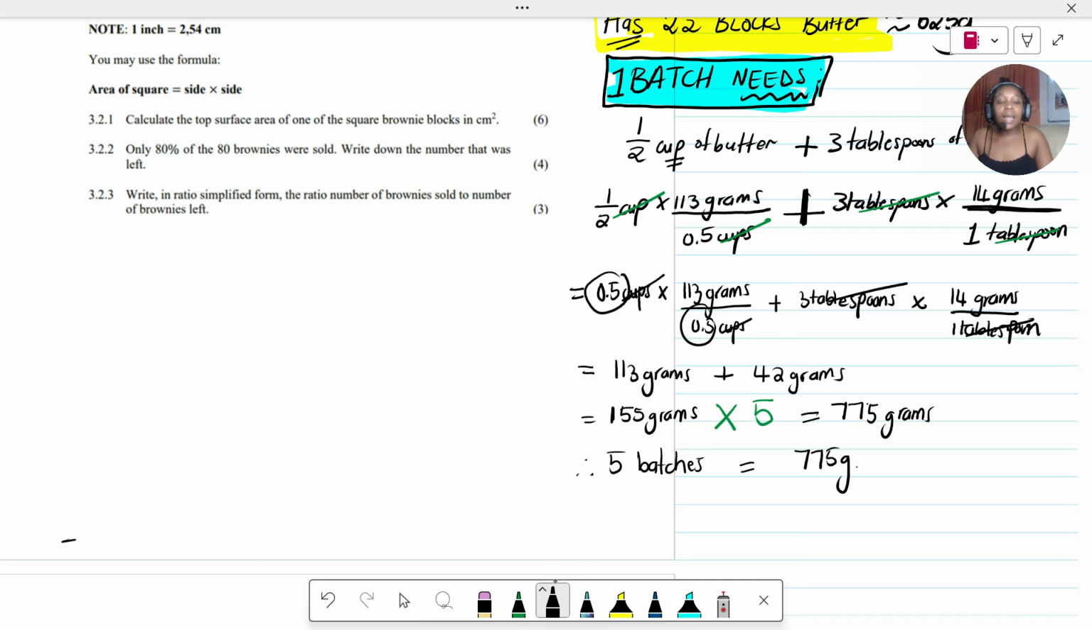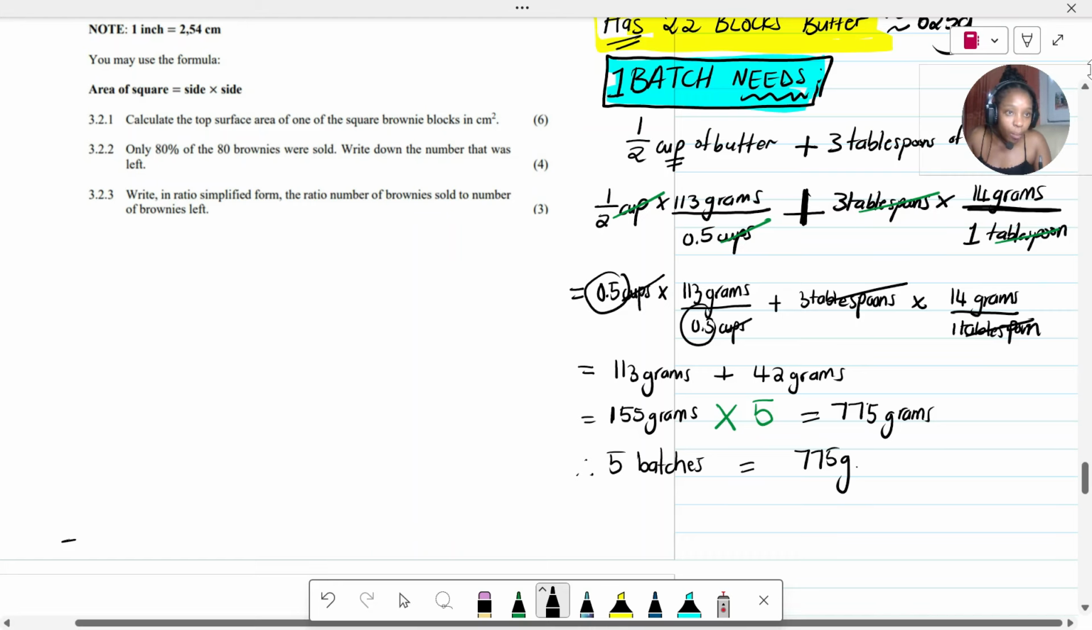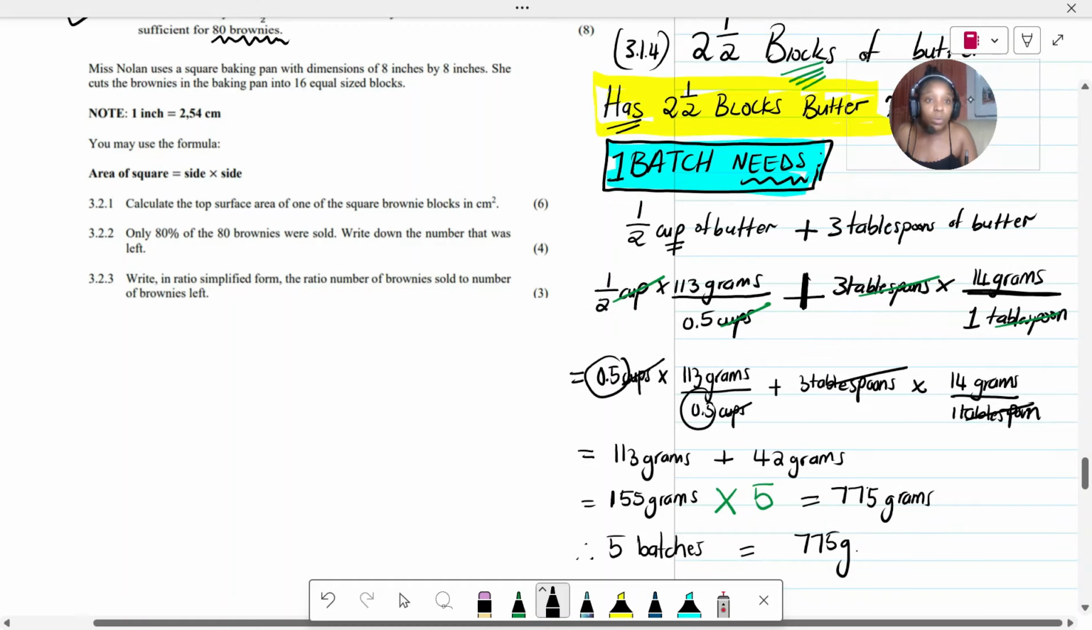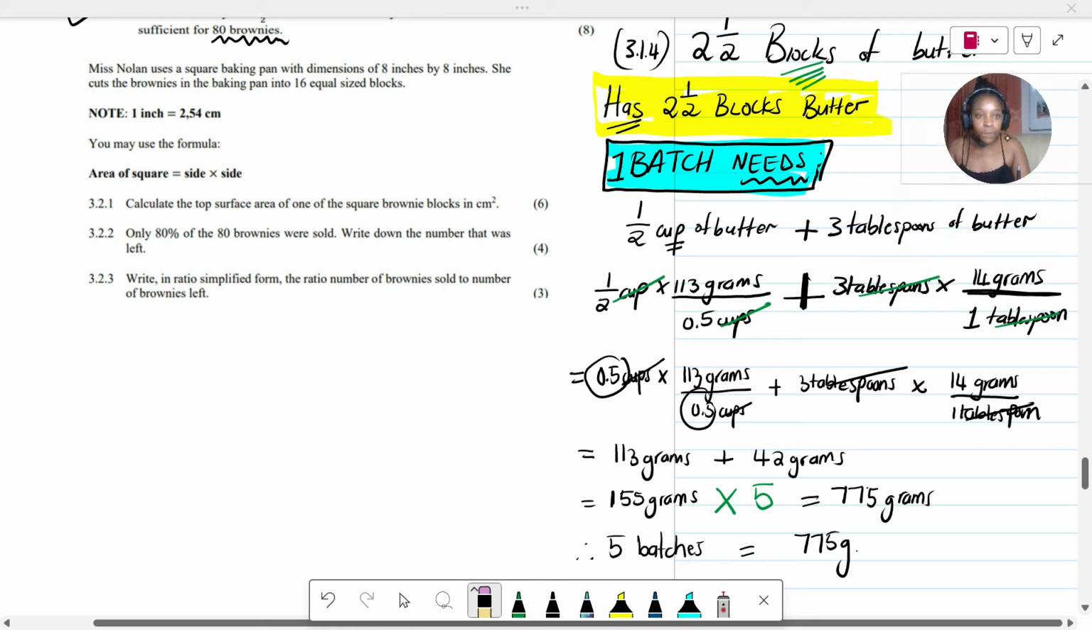Right, so now we're not done. We've just figured out how much she needs, and we found that she needs 775 grams of butter. Remember, at the top we were told that she has 2.5 blocks of butter. So now the issue here is that we are not able to compare 2.5 blocks to 775 grams because the units are not the same. Here we've got blocks, here we've got grams. So it's not easy for us to compare and see if she has enough butter.